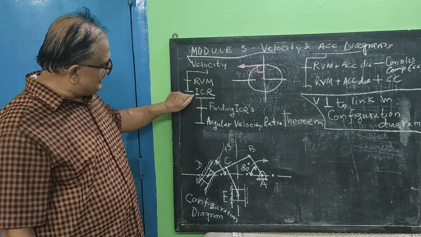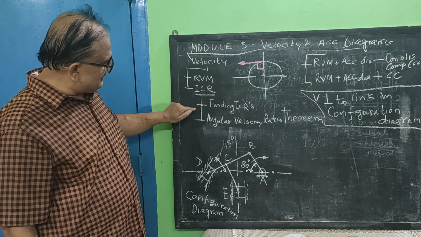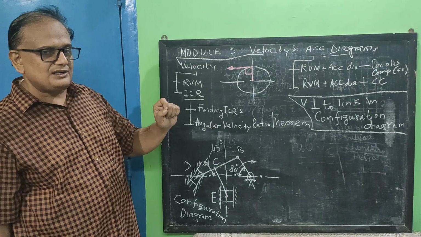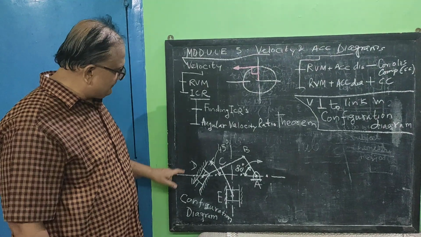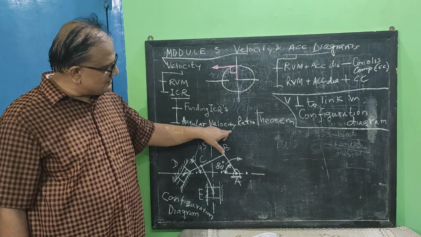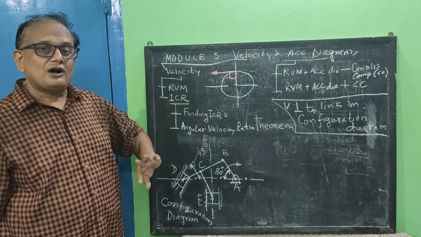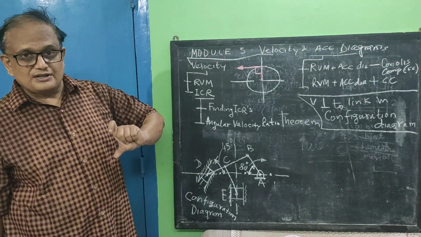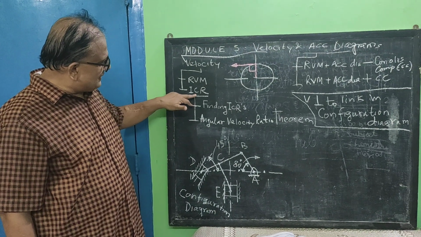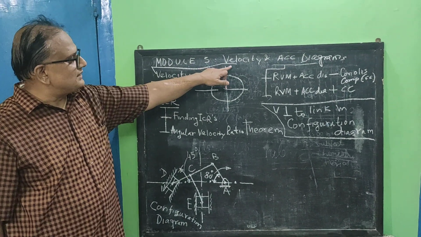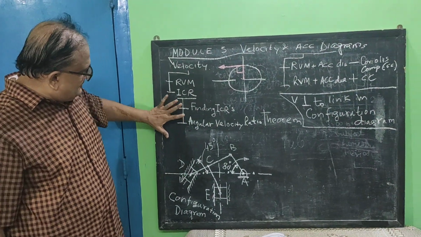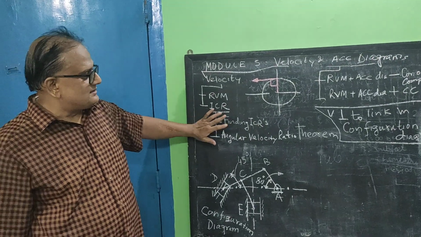When we come down, there are two parts forming this ICR method. First is finding of ICRs. ICRs means instantaneous center of rotation of different links. Second is angular velocity ratio theorem. We apply this angular velocity ratio theorem to find out the velocity of a particular link when the velocity of another link is known to us. So with the help of these two parts, we can use this ICR method to draw the velocity diagram of a link in a given mechanism. Right? This is as far as the velocity is concerned.